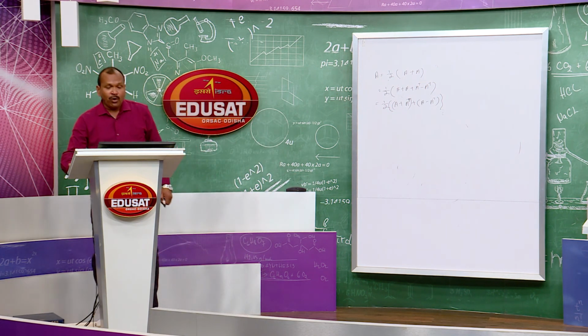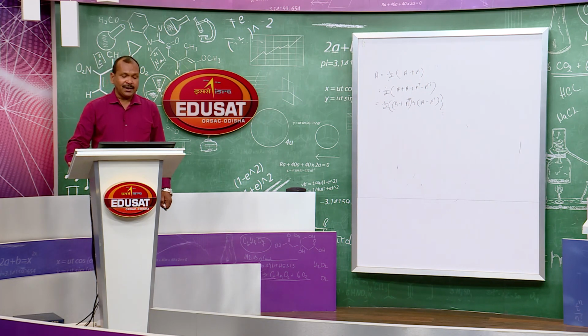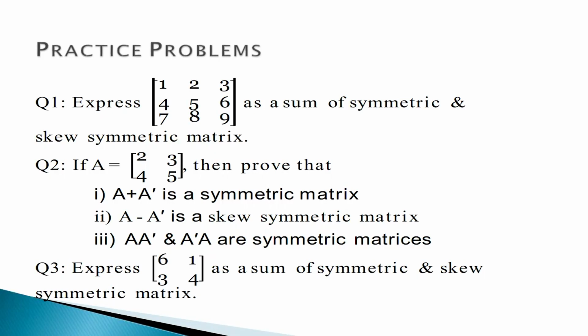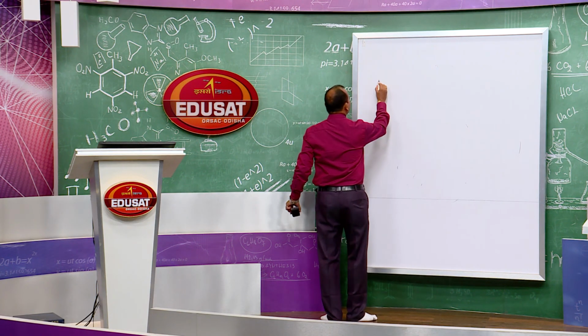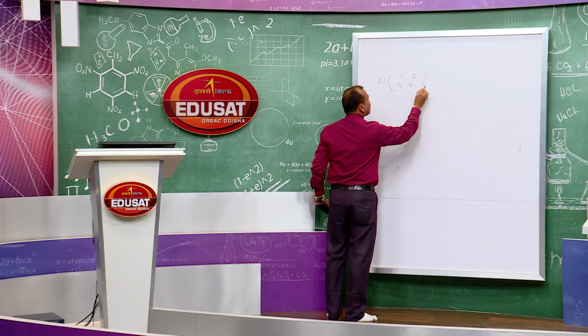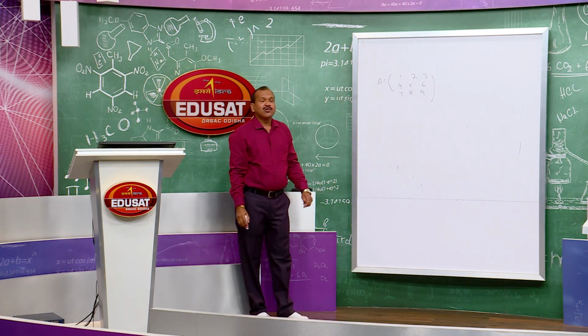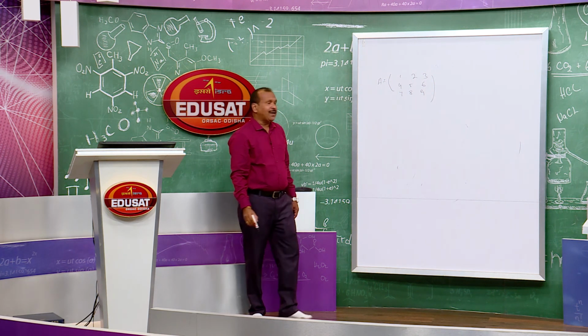Next, some problems are given here regarding symmetric and skew symmetric matrices. Problem number 1: express the matrix 1, 2, 3, 4, 5, 6, 7, 8, 9 as a sum of symmetric and skew symmetric matrices. Now, I work out this problem. A is the matrix 1, 2, 3, 4, 5, 6, 7, 8, 9. We express this matrix as a sum of symmetric and skew symmetric matrices.